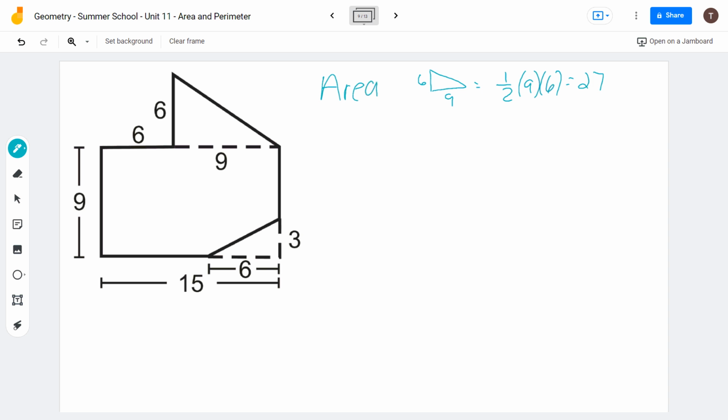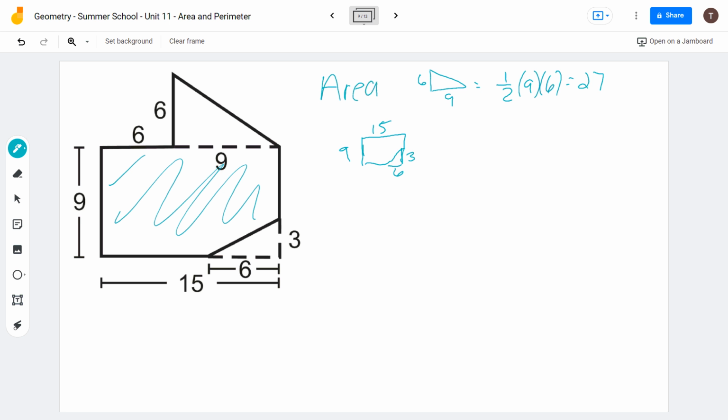Now down here in this kind of shape, sometimes it's easier to subtract parts that are missing instead of adding in different shapes. So I'm going to try to draw it over here, and it's nowhere near perfect. This whole top would be 15, 6 plus 9, and down here I know that was 9. This was 3. This was 6.